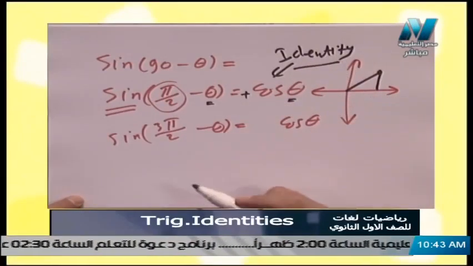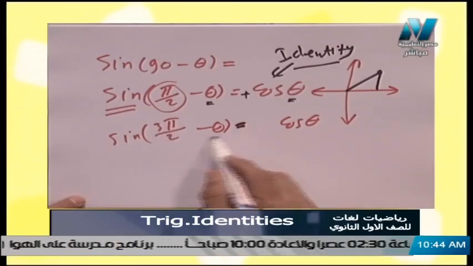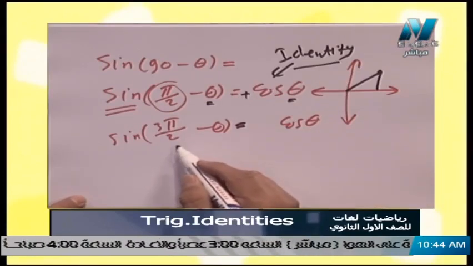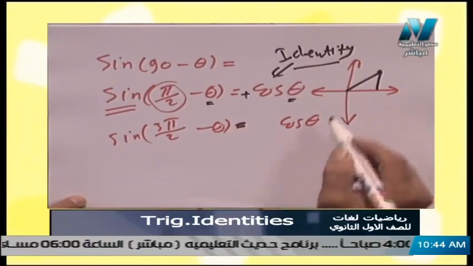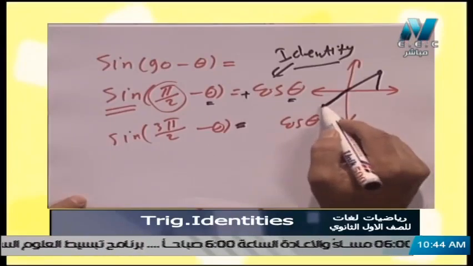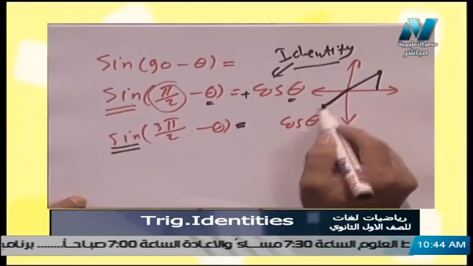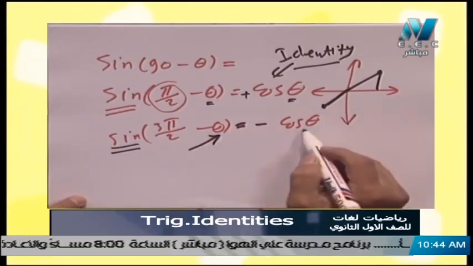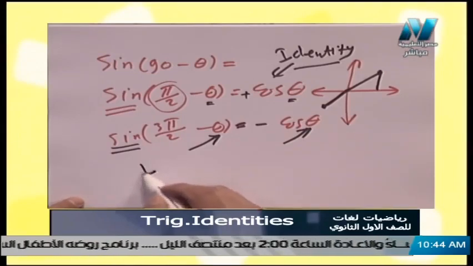Also this one, sine 3 pi over 2 minus theta equals cosine theta, but what is its quadrant? It lies in 270 minus a number less than 90, so it is in the third quadrant, and we know that the sign in the third quadrant is negative, so it's equal to negative cosine theta for all values of theta. So it's also an identity.